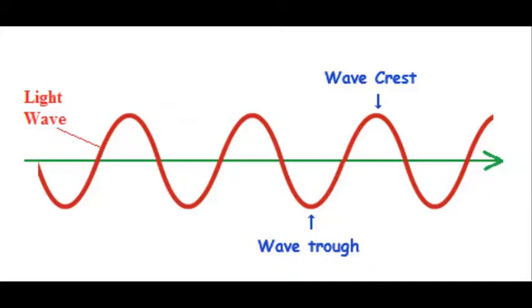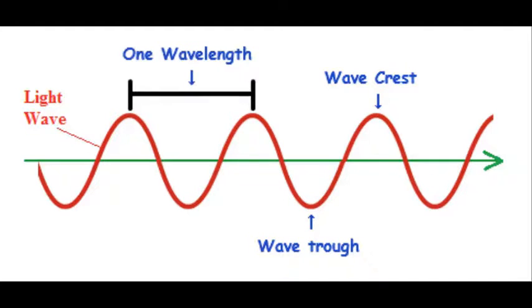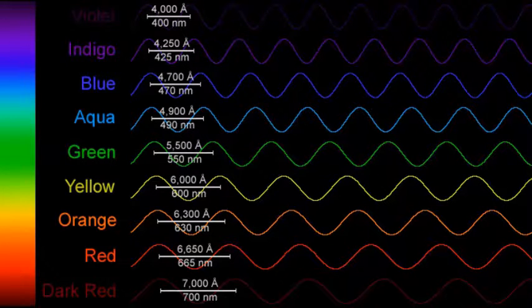And because light is a wave, just like any other type of wave, it has a characteristic called a wavelength, which is indicated here in this image as the distance between one crest and the next crest. And it's actually the wavelength of light that determines the color of light.